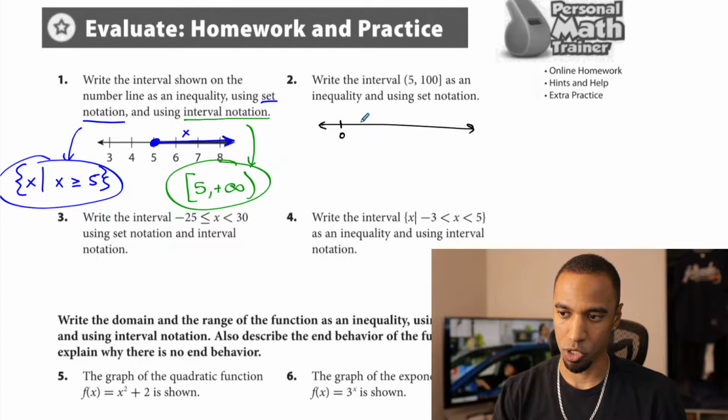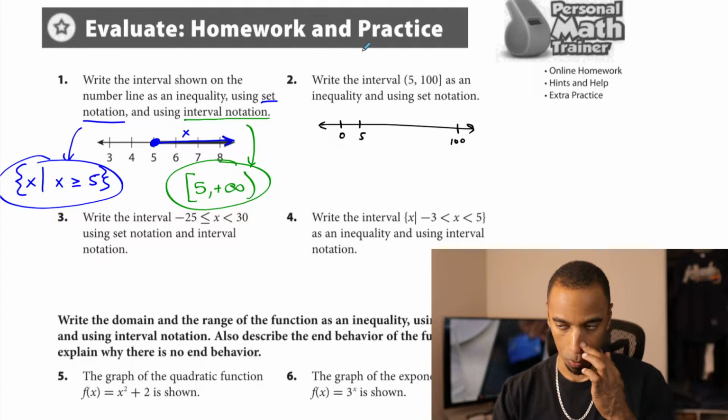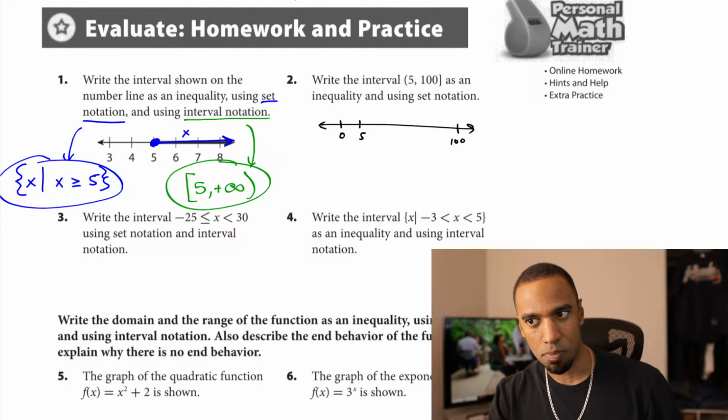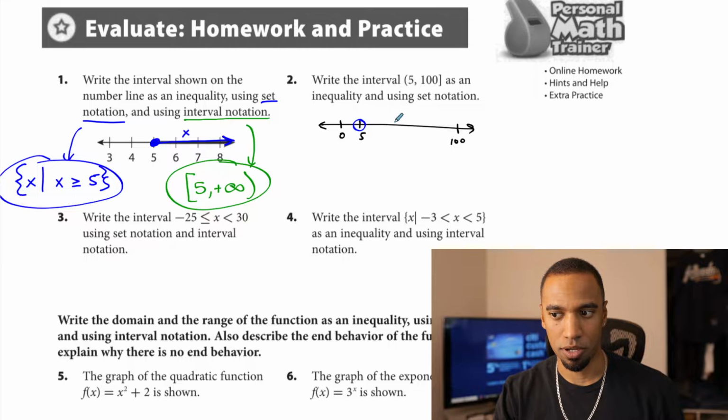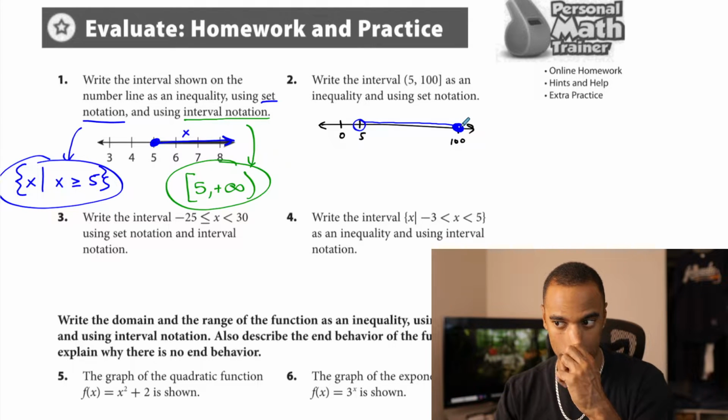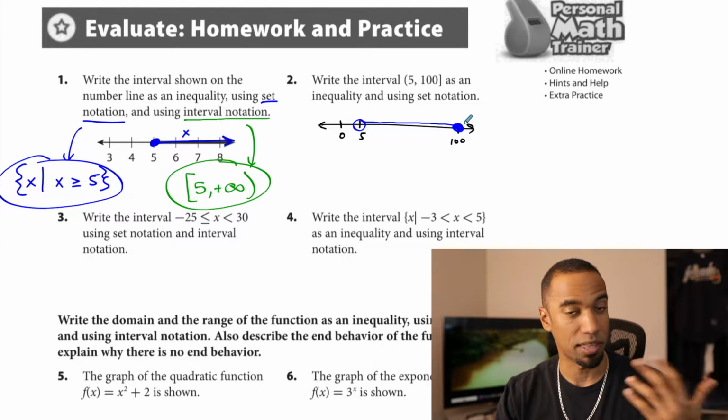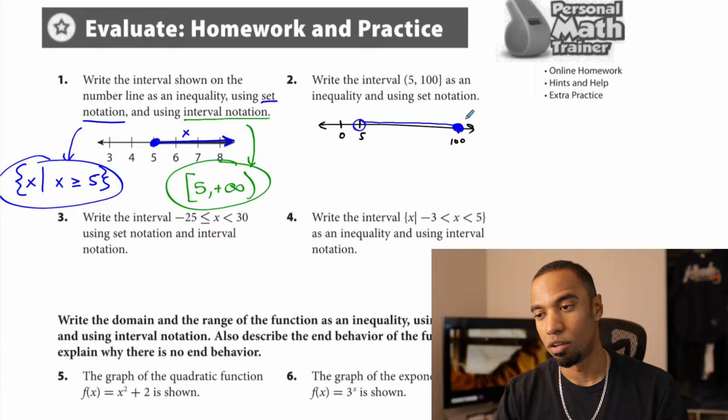So if 0 was right here, and 5 was right here, and 100 was right there, the 5 with the parenthesis means 5 is not included. That's where you would put, say, an open circle. And 100 is included because the square bracket is there. That means closed circle right there. They're not asking us to graph it as a number line, but this is going to be my transition for this problem.